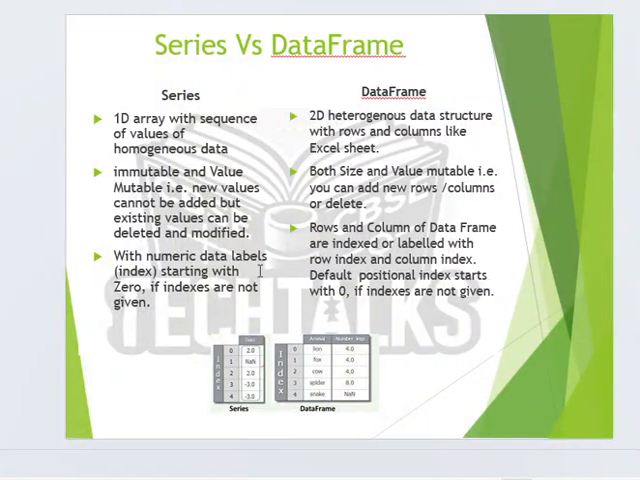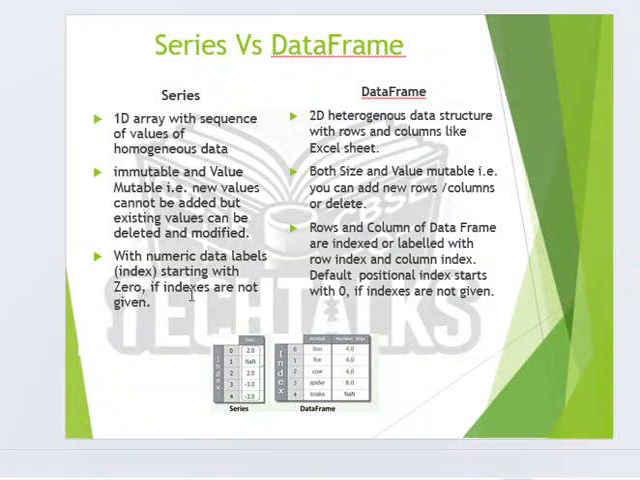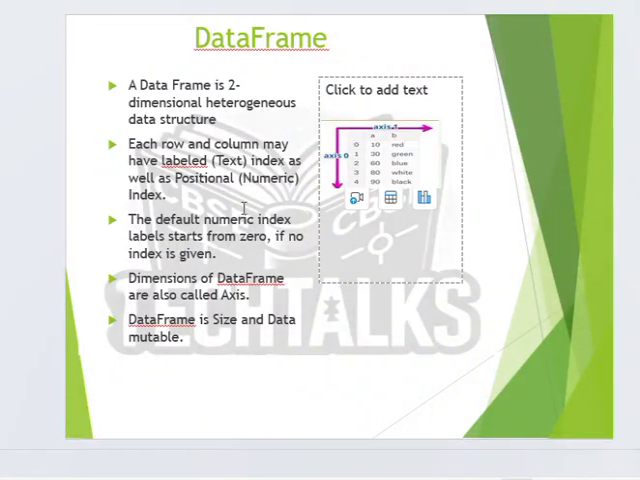Numeric data labels, that is known as index, start with 0 if index is not provided. Now this goes the same with data frame also. Rows and columns of data frame are indexed or labeled with row index and column index. Default position of index starts with 0 if index is not given, and if given then you can start with any which you provide. Now let's move to data frame in further detail.